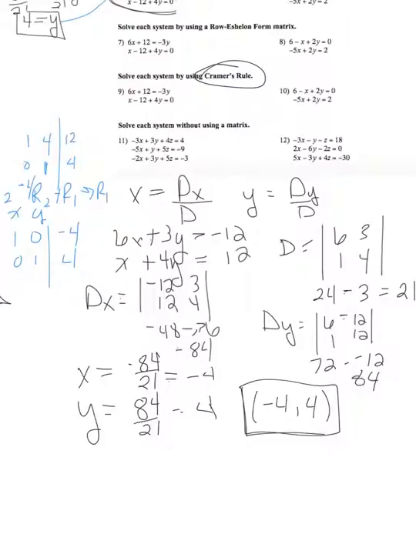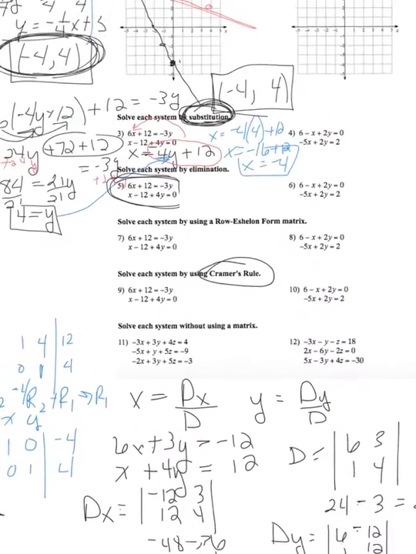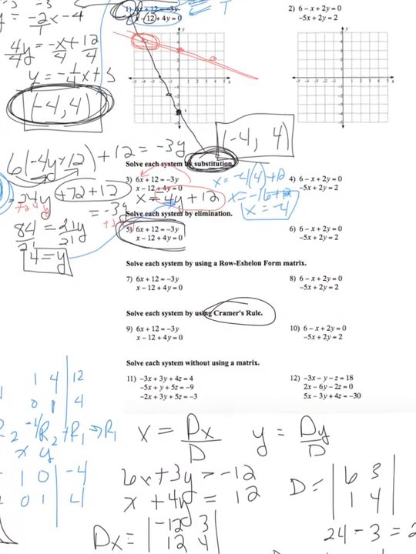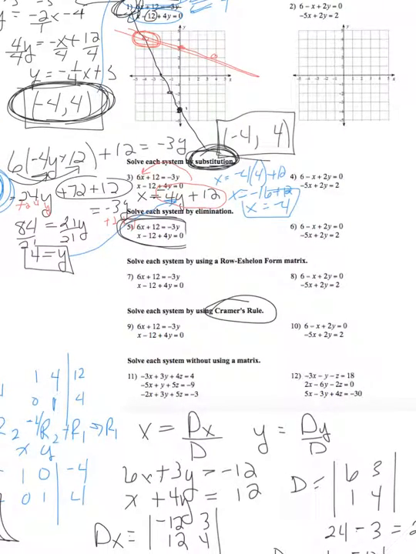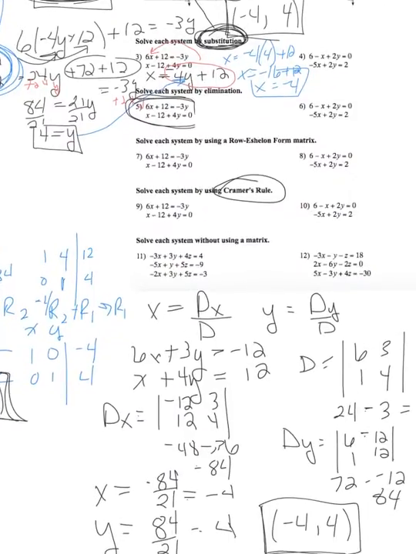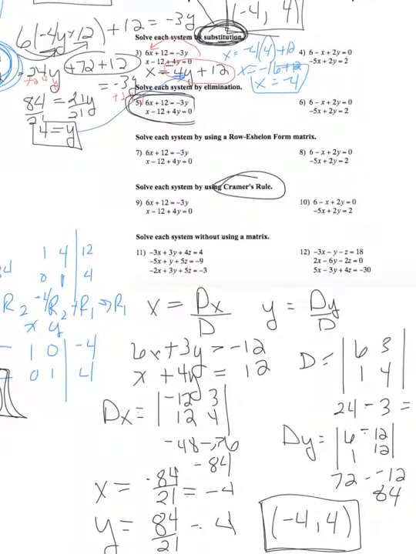See, isn't it cool that we can get the same answer 5 different ways? We started all this off up here by graphing, then we did it by substitution, then we did it by elimination, then we did it by row echelon form, and now we've done it by Cramer's rule. And all the different ways end up with the solution set negative 4, 4. Okay, let's take a look at number 11.